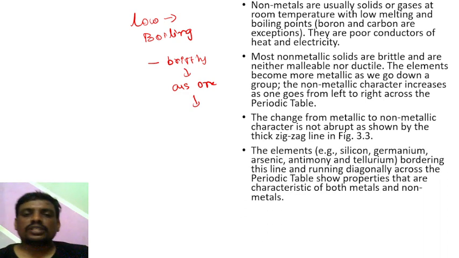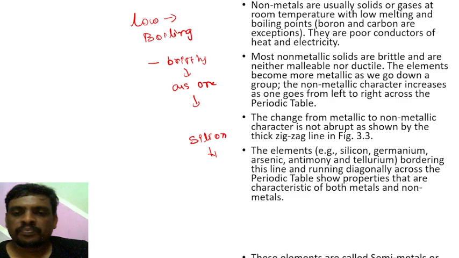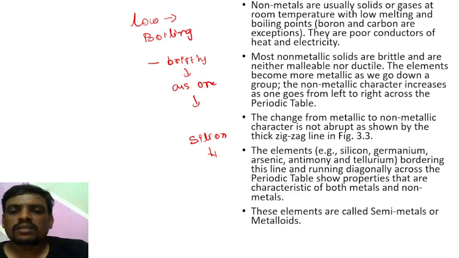I will show you the zigzag line in the periodic table. Elements such as silicon, germanium, arsenic, antimony, bordering this line and running diagonally across the periodic table, show properties or characters of both metals and non-metals. These elements are called semi-metals or metalloids.